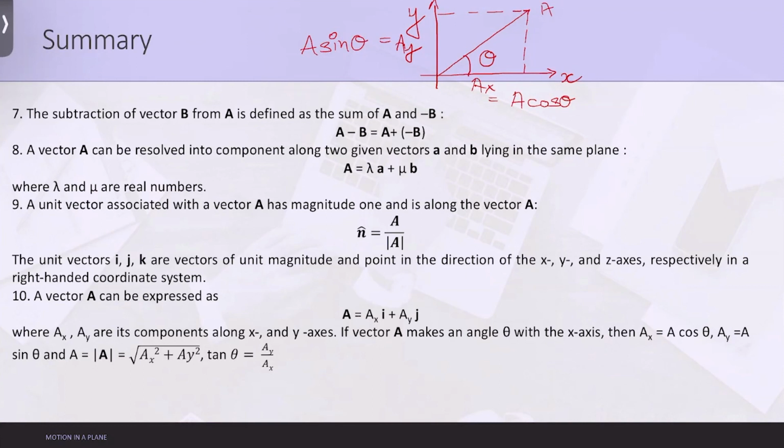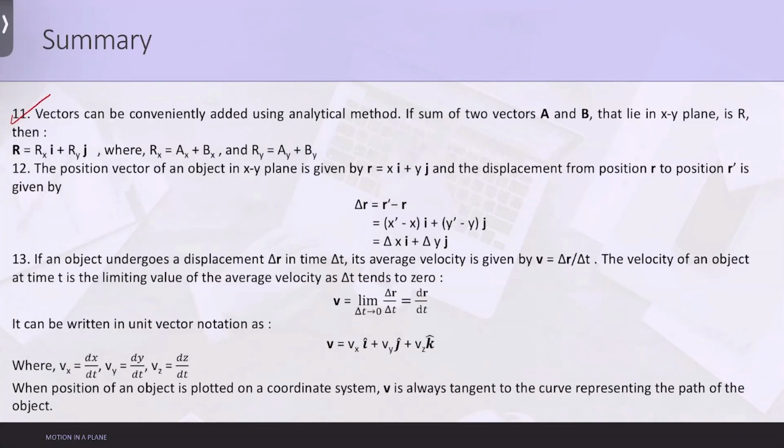Similarly, if we know the value of ax and ay, then we can obtain the magnitude of A as equal to under root of ax square plus ay square, and tan theta is equal to ay upon ax. Next thing is, now we are understanding motion in a plane topic here. So vectors can be conveniently added using analytical method. So if the sum of two vectors A and B lie in the same plane, then R can be written as nothing but Rx i cap plus Ry j cap.